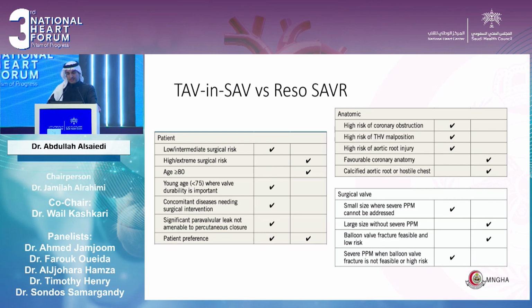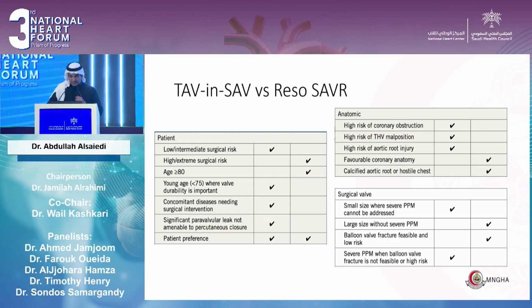While if the anatomical features favor going for TAV in SAV, including high risk for coronary obstruction, high risk of malapposition or high risk for aortic injury, then probably TAV in SAV is preferred. If there is favorable coronary anatomy and a calcified aortic valve, then probably surgery is the option.